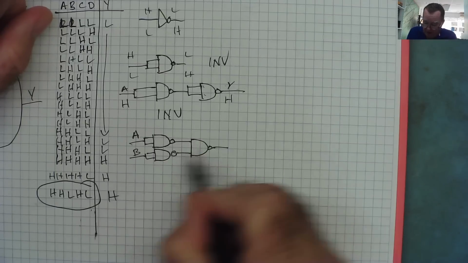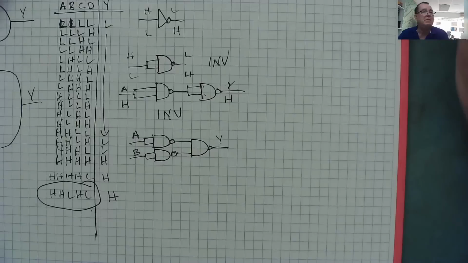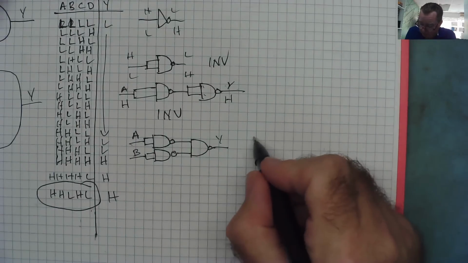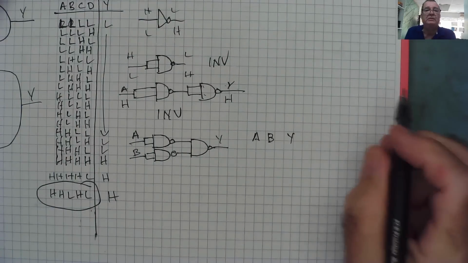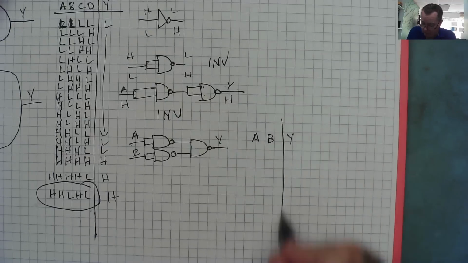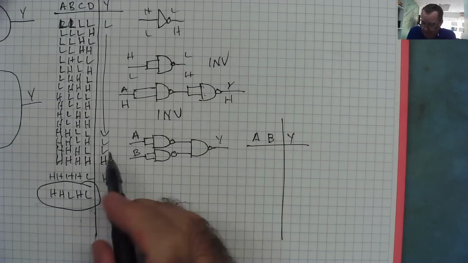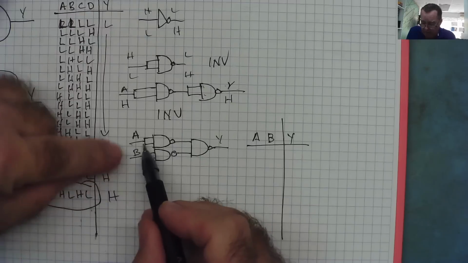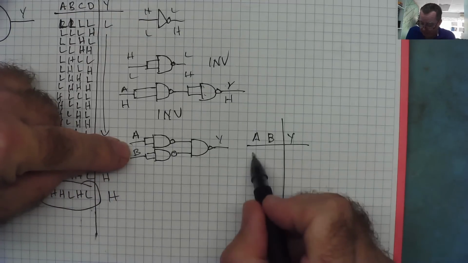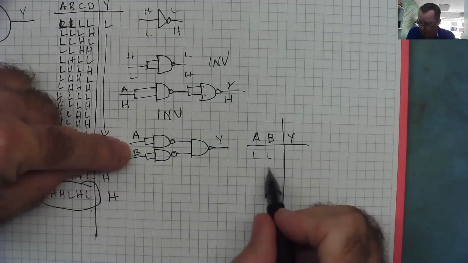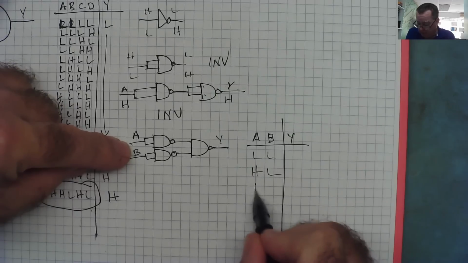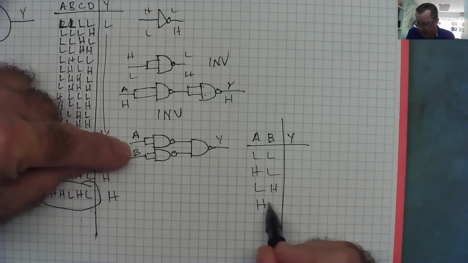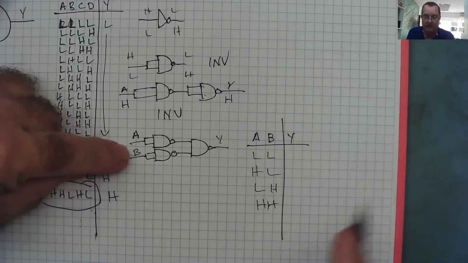So we've got the truth table. We can draw inputs A, B, and Y, and we can work out what this does. A, B, Y. What's the circuit do? Well, let's start with them all being low. So we've got low and low, we've got high and low, we've got low and high, and we've got them both being high. Those are the possible combinations, yeah?